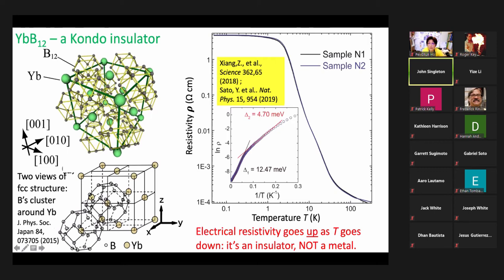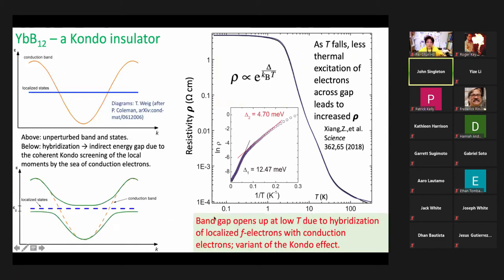So anyway, this material, you can put electrical contacts on it. And so with a couple of samples, here are some results that we got a couple of years ago. Here's the resistivity, here's the temperature. And what you notice straight away is that the resistance is going up as the temperature goes down. And that's exactly the opposite of what I told you for a metal. So it's really an insulator. It is not a metal.